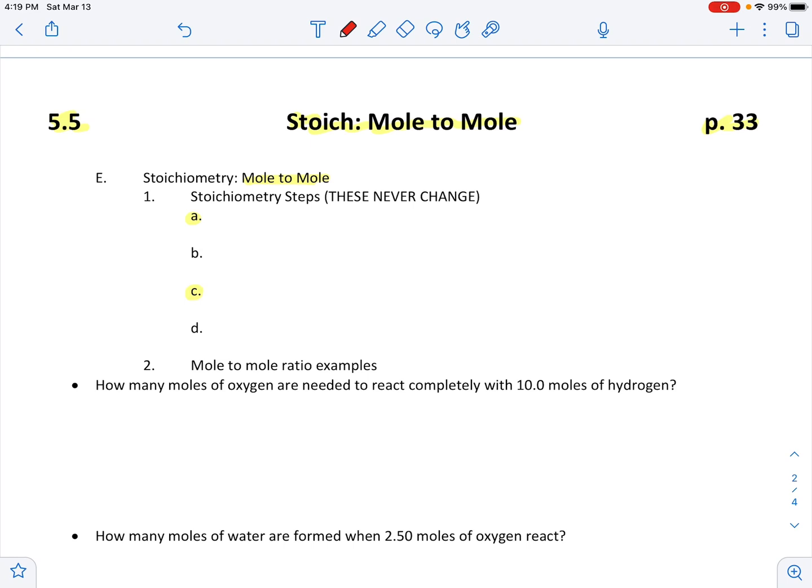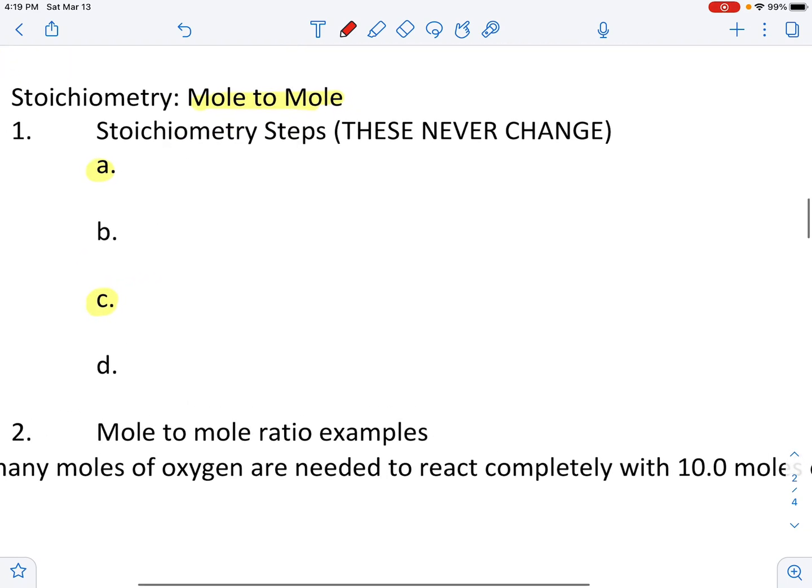So here we go. First step is we're going to write a balanced equation. That is why what we did before spring break is so important, because we have to be able to write a balanced chemical equation to be successful on this. If we don't have a balanced equation, we cannot do our next step or the next couple of steps.